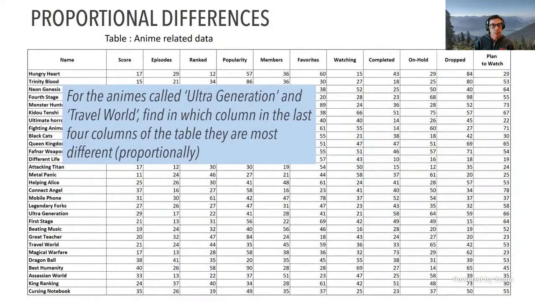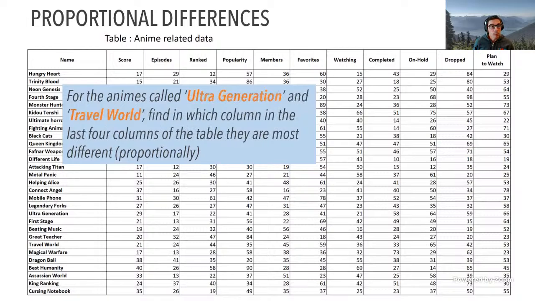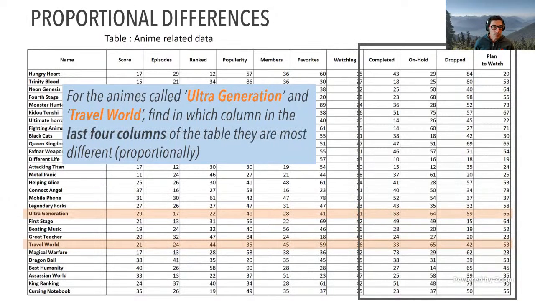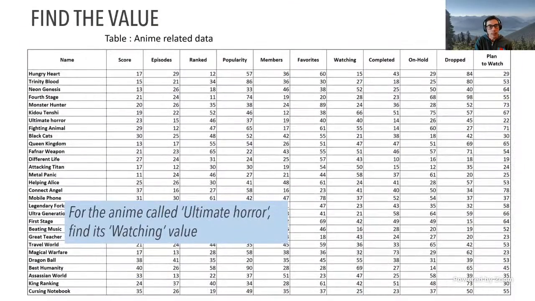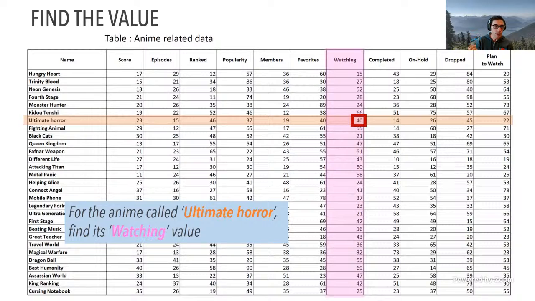Next is the proportional differences task. It's a bit more complicated. It has to compare the values for 2 animes, these 2 rows, but only in the last 4 columns. We then find which attribute shows the largest proportional difference between the 2 animes, which is this pair here in the column named completed. So that's the answer. And the last one is find the value, a very simple task. Here, find the anime called Ultimate Horror in this row, and this attribute called watching in this column, and the value, which is 40.